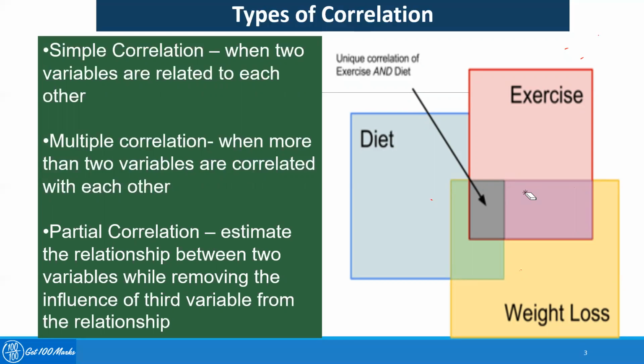There is something called partial correlation. Partial correlation is when there are more than two variables and the relationship of any two of the variables is studied. Let's talk with the same example. Suppose we try to see the influence of exercise and diet on weight loss. So keeping one constant, suppose diet as constant, how exercise and weight loss are related, that's called partial correlation.